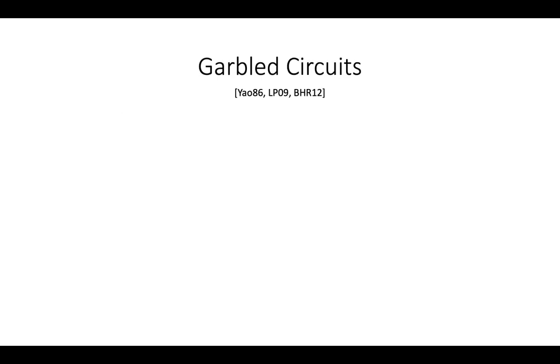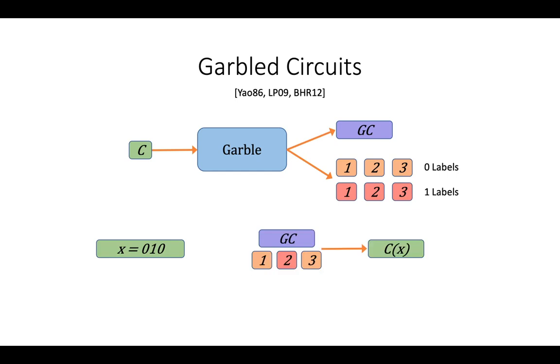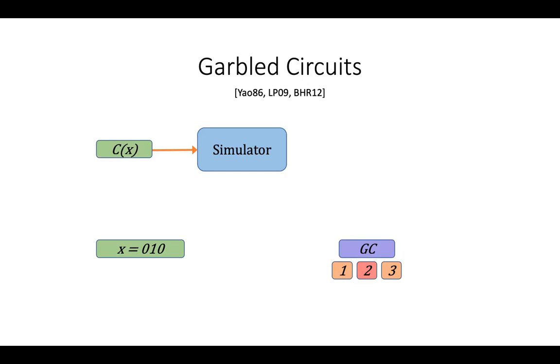Now, as the name suggests, the main tool in our construction of garbled encryption is garbled circuits. So in garbled circuits, there's a garbling algorithm that takes as input a circuit C and outputs a garbled circuit along with labels for the input wires. And so, for example, if you wanted to evaluate the garbled circuit on the input X equals 0, 1, 0, then given the garbled circuit and the corresponding input labels, that is, the 0 label for the first bit, the 1 label for the second bit, and the 0 label for the third bit, it's possible to evaluate and learn C of X. And now the security notion for a garbled circuit says that there exists some simulator that, given C of X, is able to produce a simulated garbled circuit and simulated labels that are computationally indistinguishable from the real garbled circuit and the real labels for X.